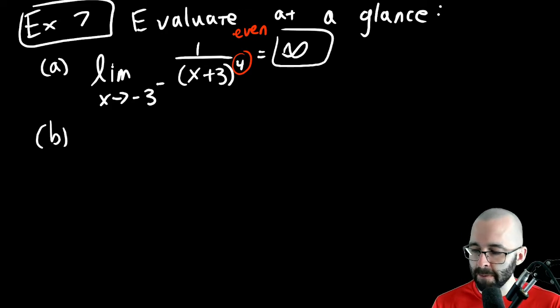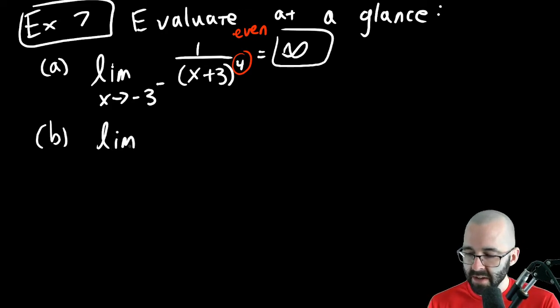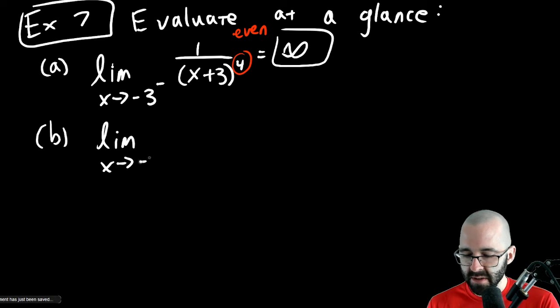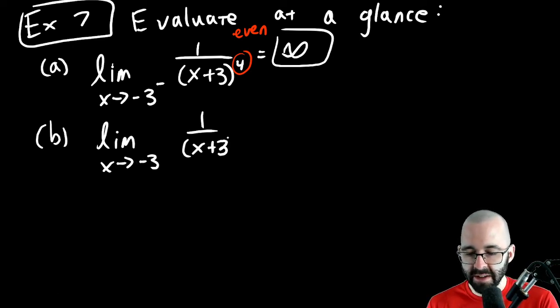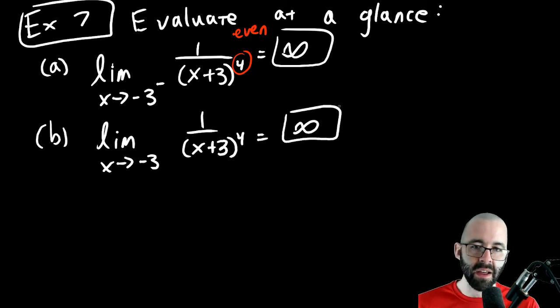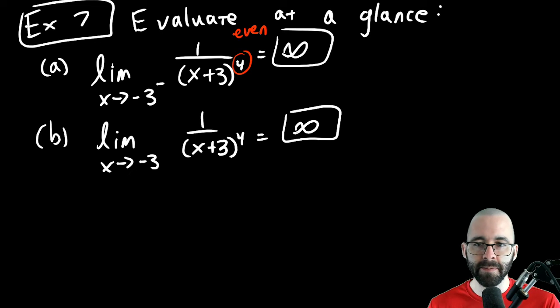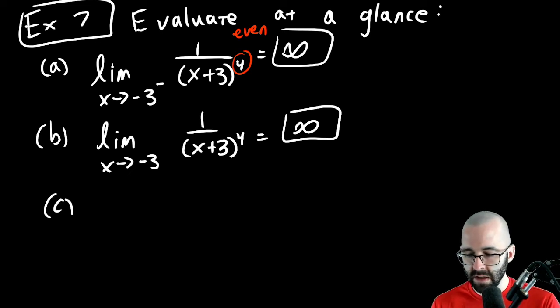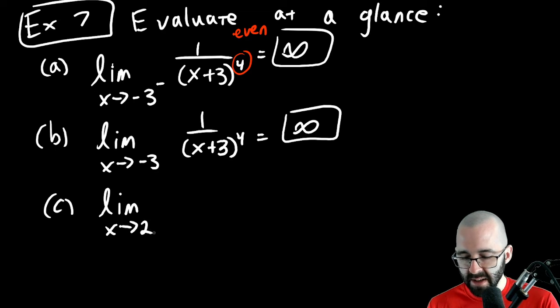Let's do part B. The limit as x approaches -3. Well, now it's asking about the two-sided limit. We already answered that. Again, the two-sided limit is positive infinity from that theorem on the last page. Let's look at a different point, different function: the two-sided limit as x approaches 2 of 1 divided by (x minus 2) cubed.